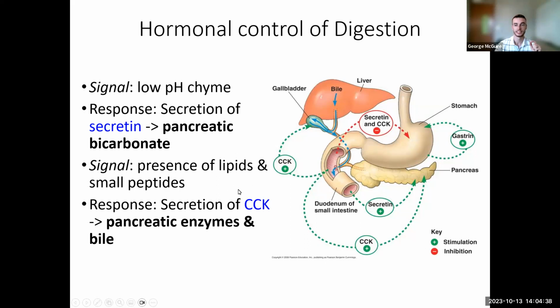Lipids and small peptides, similar to how some peptides were bonding with receptor proteins in the stomach, have a similar thing happening here, where lipids and small peptides will start to bond with receptors along the cells of the small intestine. This will increase the secretion of CCK, which is going to increase the release of pancreatic enzymes as well as bile from the gallbladder. So we have bicarbonate ions coming from the pancreas in response to the low pH of chyme. And then we have enzymes and bile, which all play a role in the physical and chemical digestion of that food, being released in response to the presence of lipids and small peptides.